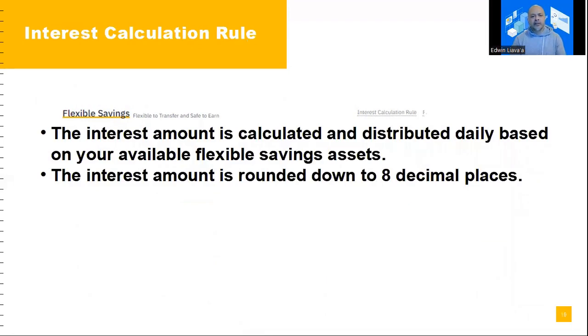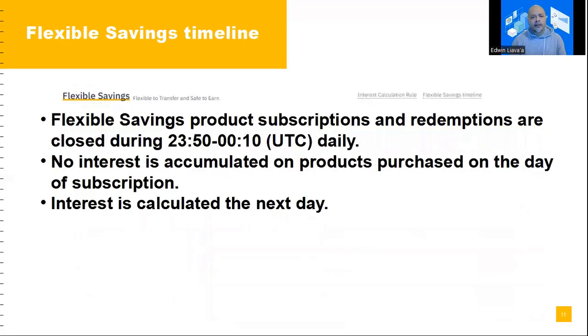How is interest calculated on your rates, right? The interest is calculated and distributed on a daily basis, based on the available flexible saving assets that you are investing in. And it is rounded down to 8 decimal places, right? So what is the timeline? Flexible savings subscriptions and redemptions are closed between 11 and 12 midnight daily. And there is no interest accumulated on products purchased on the day of subscription. Interest is calculated on the next day.